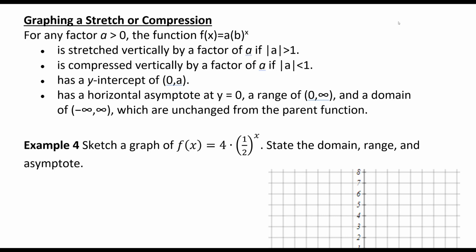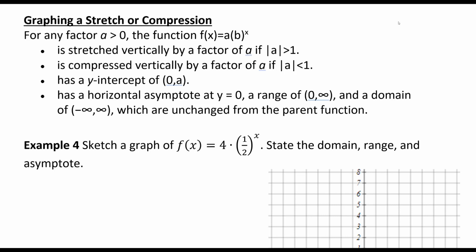In this video, we're going to continue our transformations of exponential functions as we talk about stretching and compressing. For any factor a greater than 0, the function f of x equals a times b to the x is stretched vertically by a factor of a if the absolute value of a is greater than 1, is compressed vertically by a factor of a if the absolute value of a is less than 1, has a y-intercept of (0, a), has a horizontal asymptote at y equals 0, a range of 0 to infinity and a domain of negative infinity to infinity, which are unchanged from the parent function.